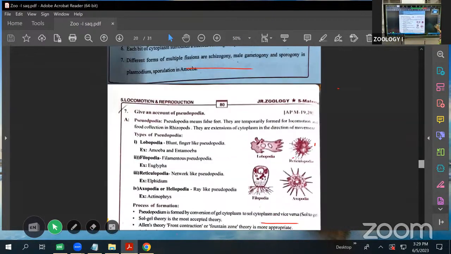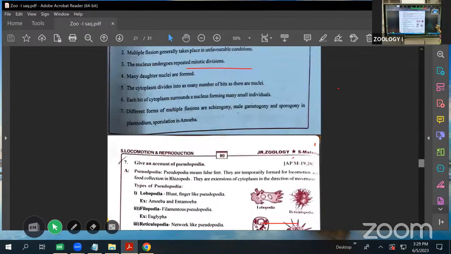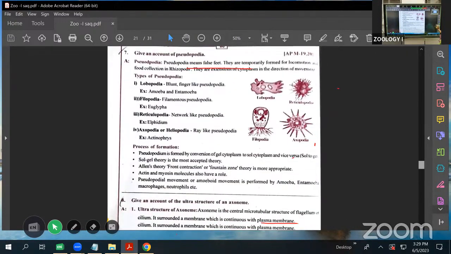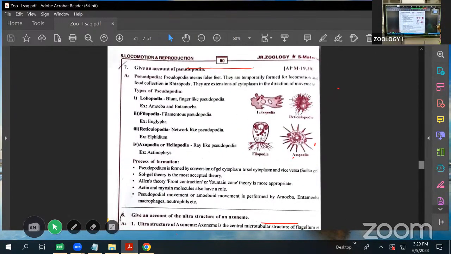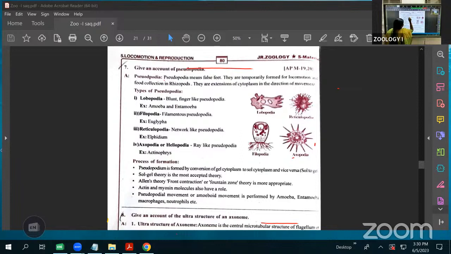Next one is the last SAQ. In this lesson, the fifth lesson, this one is the last SAQ. What it is means here, it is the types of pseudopodia. The pseudopodia are the cytoplasmic extensions. Depending upon the shape, there are different types of pseudopodia. See this one here, pseudopodia means false feet. That is, they are temporarily formed in locomotion. They are temporary cytoplasmic extensions.